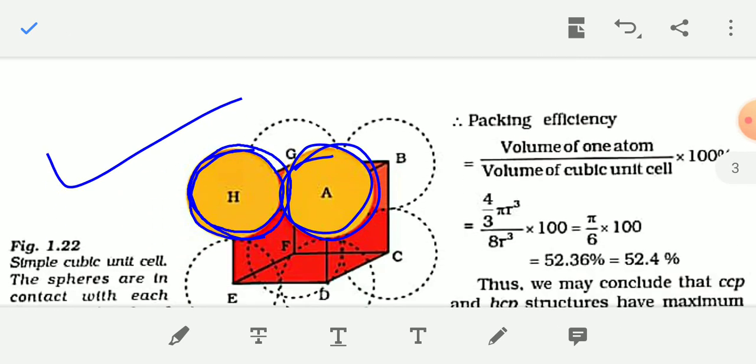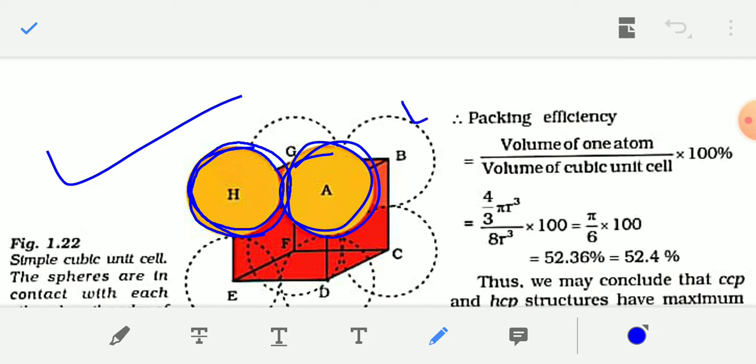So in case of a simple cubic unit cell, packing efficiency is the volume of one atom, one particle, divided by the volume of the cubic unit cell, into 100. The volume of one particle is 4/3 πr³ and the volume of the unit cell is 8r³. So 4/3 πr³ divided by 8r³. After calculation, the final result is 52.4%. That is, in a simple cubic unit cell, 52.4% of the total volume is occupied by the particle.